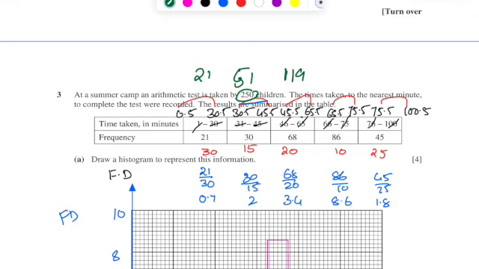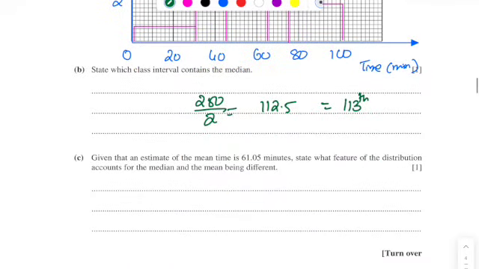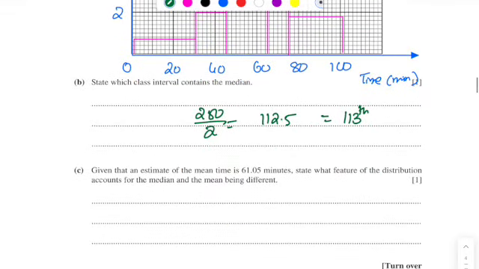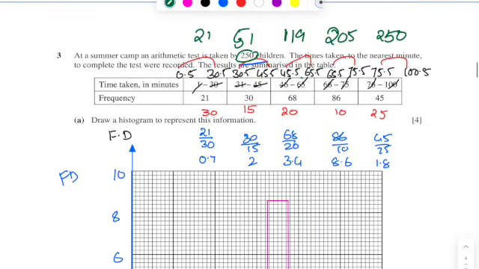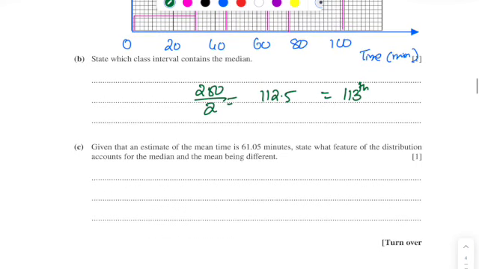The median. 21 plus 30 is 51. 51 plus 68 is 119. 119 plus 86 is nothing but 205. 205 plus 45 is 250. Now I want the median. Median means the middle number, the 113th person. Where does the 113th person come? Between 46 and 65. Between 46 and 65. Given the estimate of the mean is 61.05.